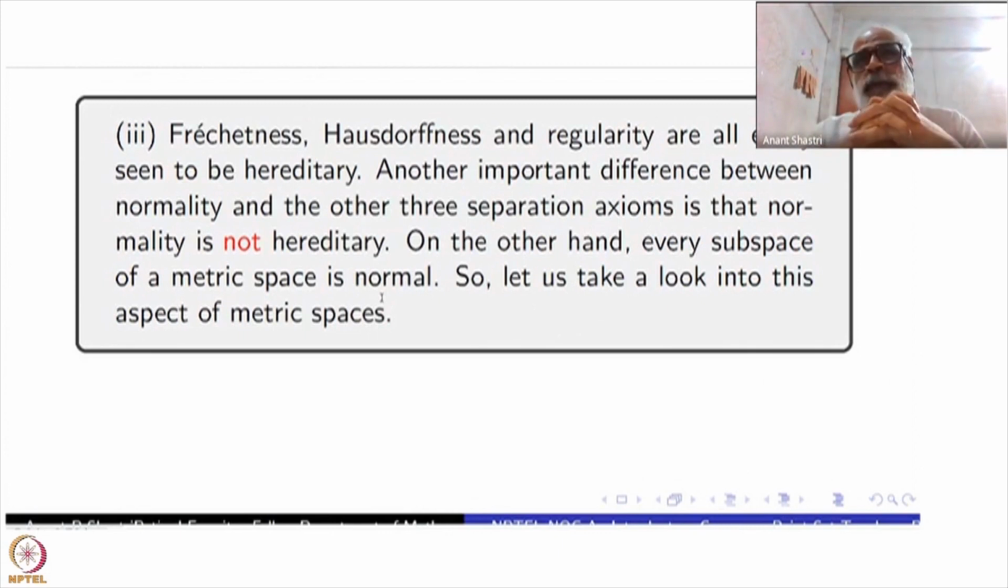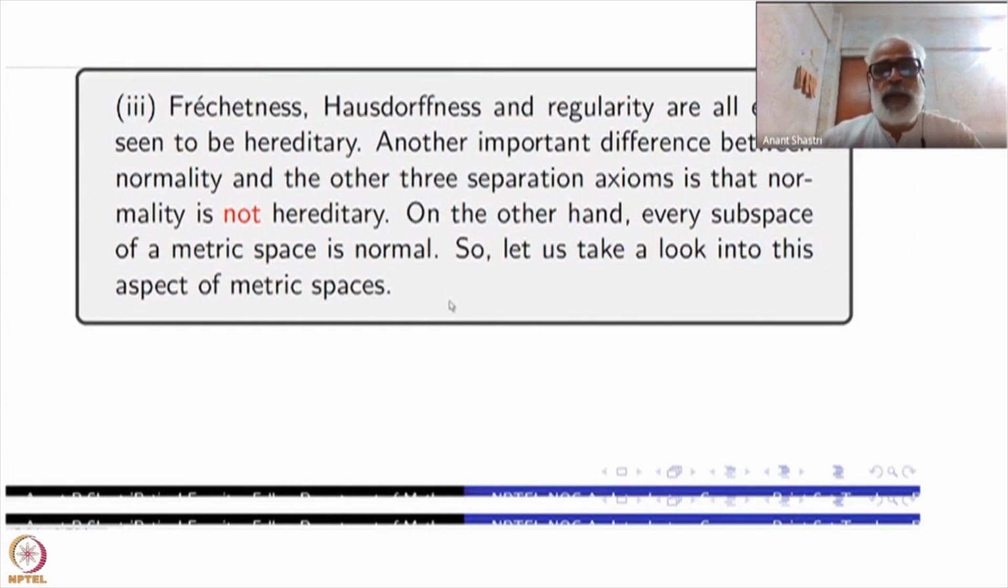Very easy to prove. In fact, every subspace of a metric space is metric. Therefore, every subspace of a metric space is also normal. Whereas, a subspace of a normal space may not be normal. So, that makes us think about what is going wrong. So, let us take a new look at the metric space itself and ask why subspaces are also normal. Okay, so that is the aspect.